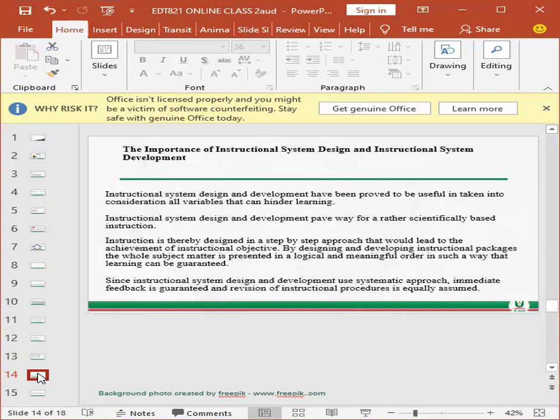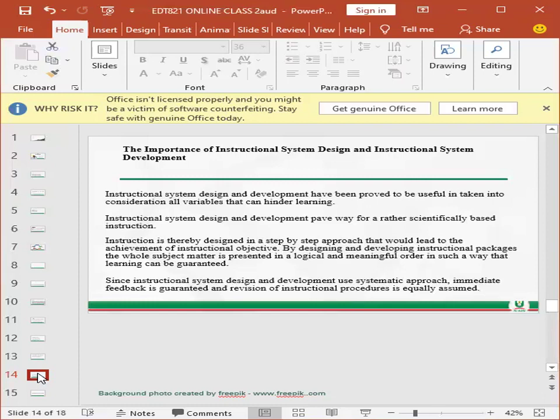So in some literature, instructional system development is often used interchangeably as instructional system design. So it is important to consider the two terms with the view of making a clearer understanding of the two terms. So instructional system design and development has been proved to be useful in taking into consideration all variables that we believe can hinder effective learning. So instructional system design and development pave way for a rather scientifically based instruction.